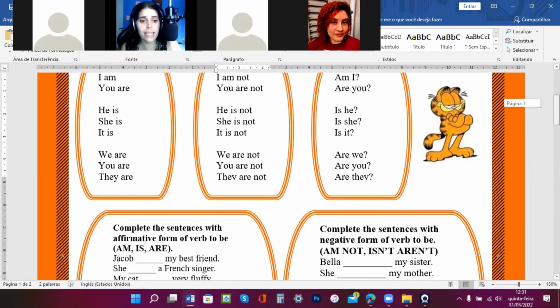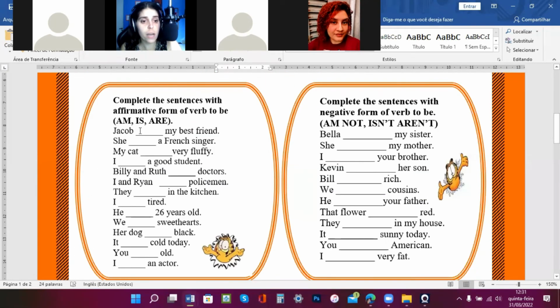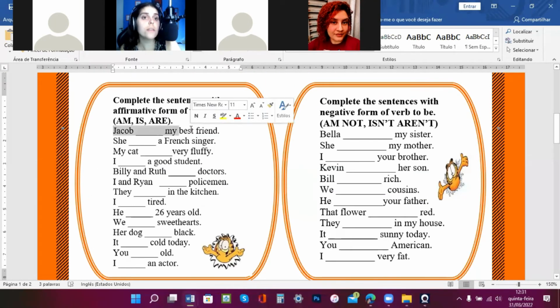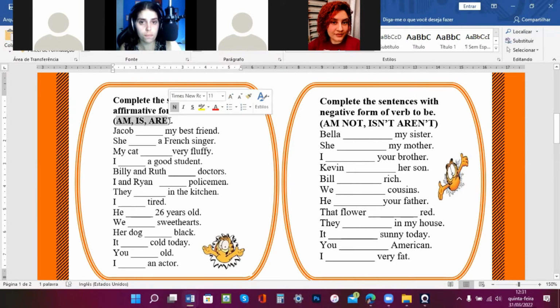So here we have the explanation. A explicação que eu já dei para vocês, né? Aqui, inclusive, tem menos coisas, porque aqui a gente não tem a contraction. But let's go, people. Let's go directly to the exercise. Here, people, it is necessary to complete the sentences using verb to be, of course. But here, you will use the verb to be in the affirmative form. One of these three options.